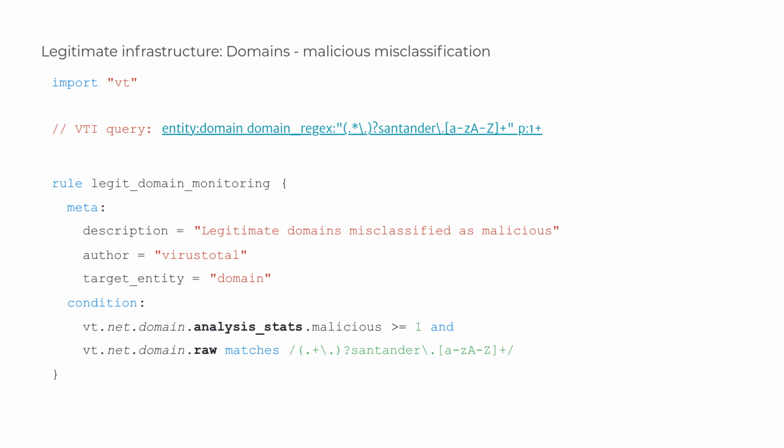In this case, the VTI query is searching for domains, and there is a regex looking for, in this case, Santander, which is a Spanish bank entity, inside of the domain, and with one or more positive detections by antiviruses. Here you can see how this translates into conditions into vt, which is the module that we are using, and now vt.net.domain, and then analysis stats, which will go for the last analysis from antiviruses, in this case for one or more malicious detections. And then we can check inside of the content for a regular expression if it is matching this Santander one that we just put in the VTI query.